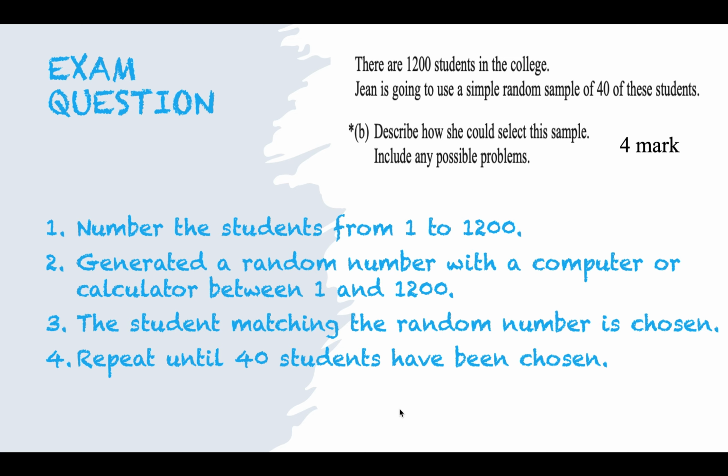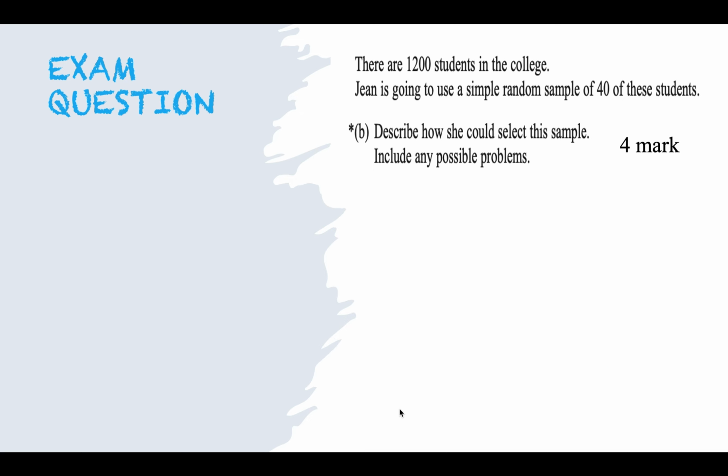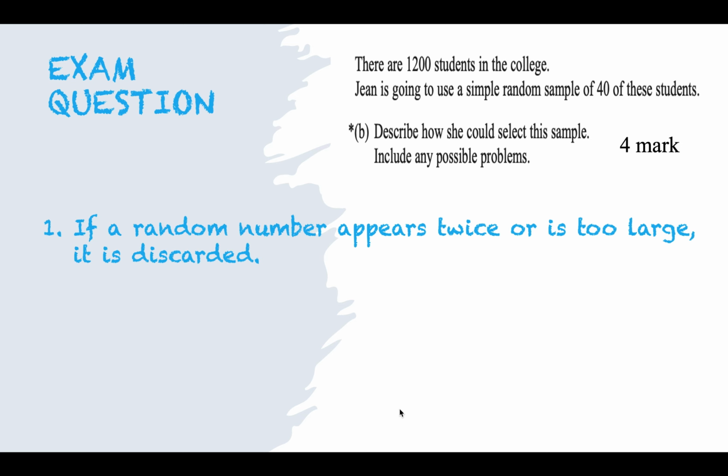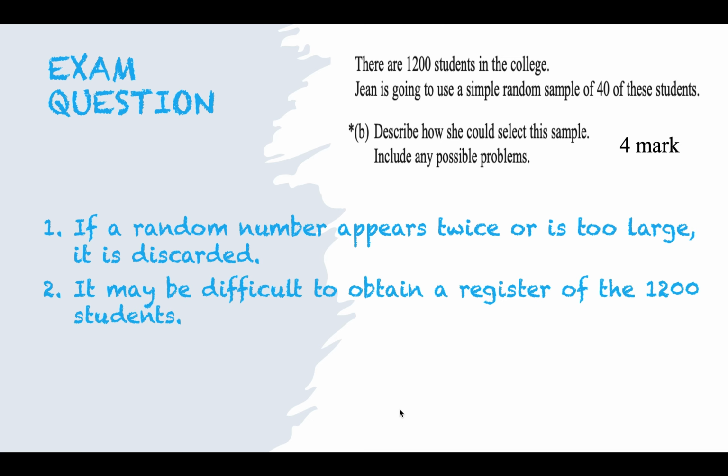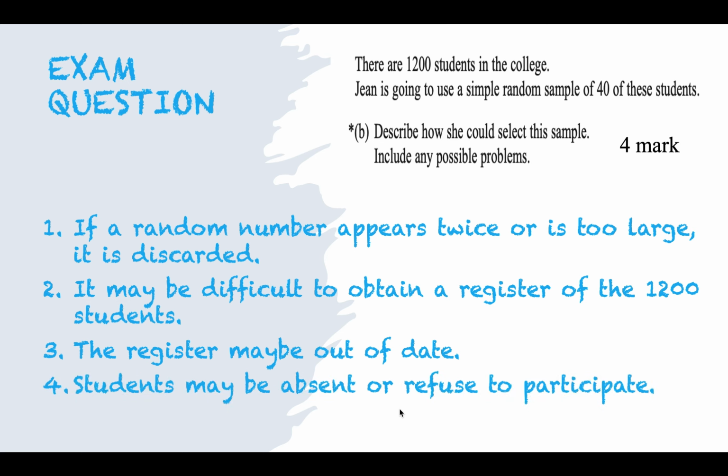And then for the 4th mark, you would need to give a possible problem. You could choose any one of these. If a random number appears twice or is too large, it is discarded. It may be difficult to obtain a register of the 1,200 students. The register may be out of date. Students may be absent or refuse to participate.